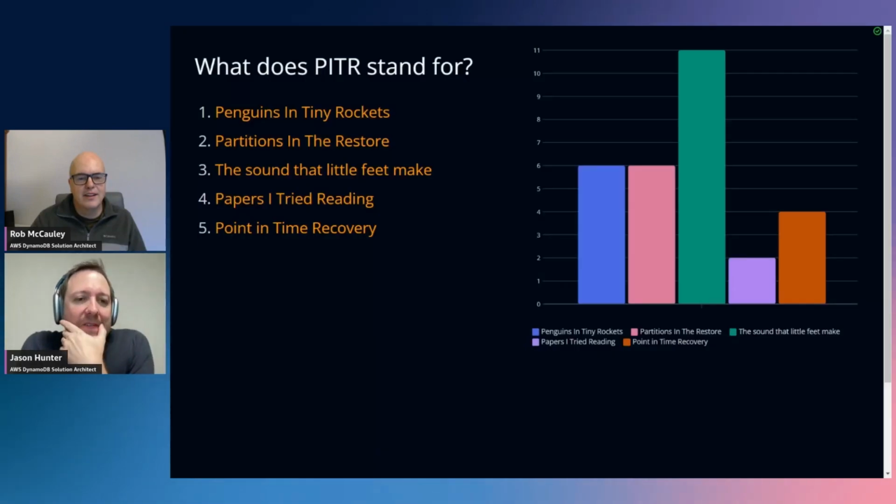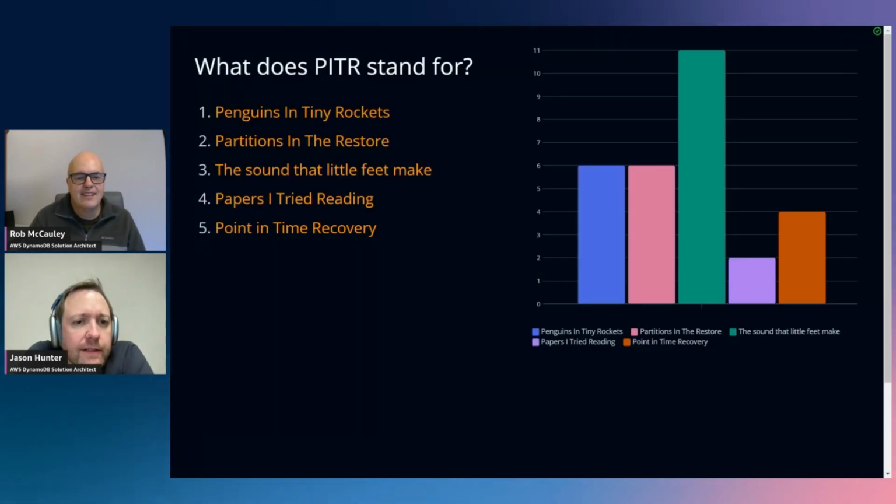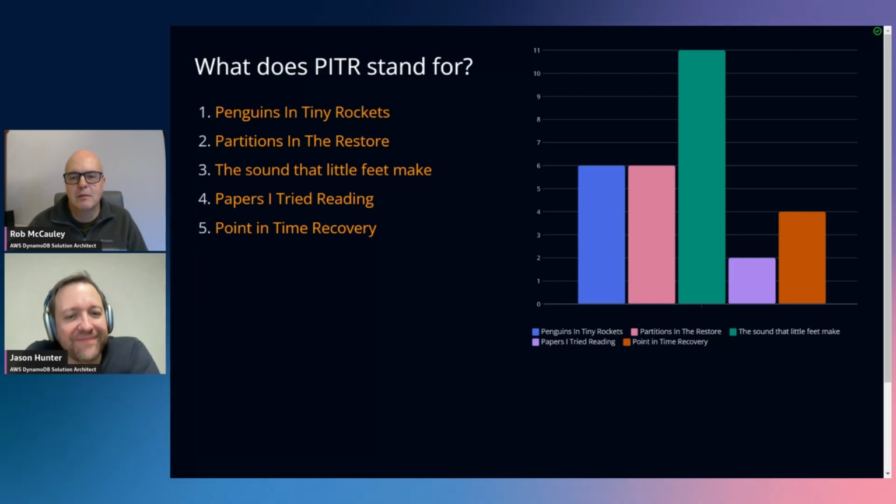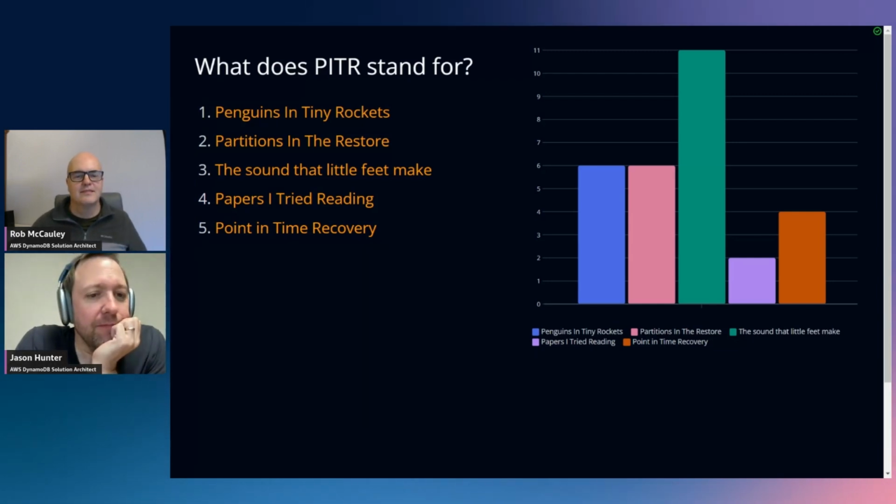PITR. And for this one, there's another survey. It sounds funny, but it is penguins in tiny rockets, partitions in the restore. That sounds pretty good. Oh, it's the sound the little feet make, pitter patter. Papers I tried reading. I got a lot of those. Or point in time recovery. The winner is little feet so far. Anyway, pitter patter. That's number 5. Point in time recovery.